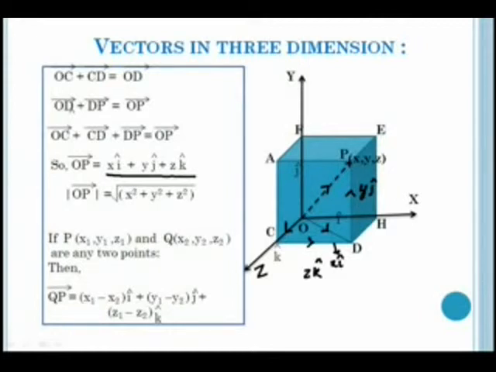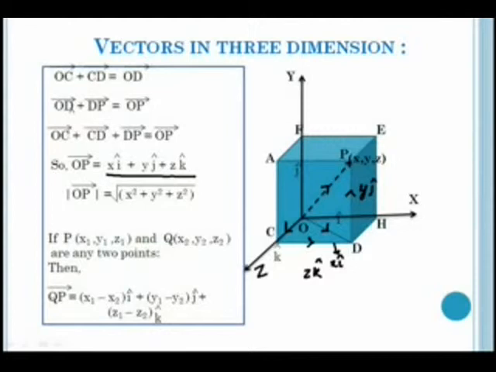Now if we have got any 2 points in 3 dimensions, let us say that P and Q are such points, and the coordinates of P are (x1, y1, z1), and the coordinates of Q are (x2, y2, z2). So if we have got 2 such points, then the vector QP would be equal to (x1 minus x2) times i cap plus (y1 minus y2) times j cap plus (z1 minus z2) times k cap. Thus it is the difference of the x coordinates, this is the difference of the y coordinates, and this is the difference of the z coordinates of these 2 points. Thus the QP vector could be written as (x1 minus x2) times i cap plus (y1 minus y2) times j cap plus (z1 minus z2) times k cap.